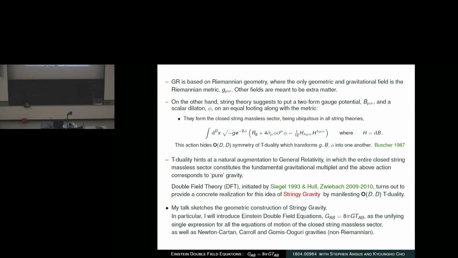In particular, I will introduce Einstein double field equation as the unifying single expression for all the equations of motion of the closed string metric sector G, B, phi, plus Newton-Cartan, Carroll, and Gomis-Ooguri gravities. So this work is done in collaboration with Stephen Angus and Kyung-Ho Cho in Seoul.